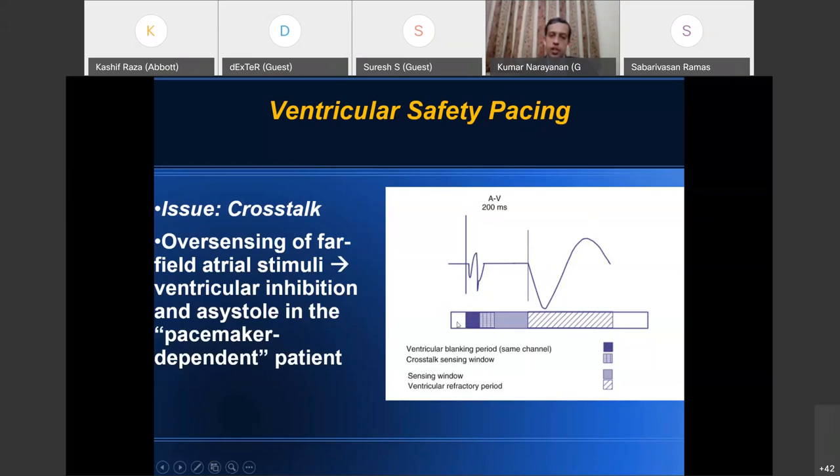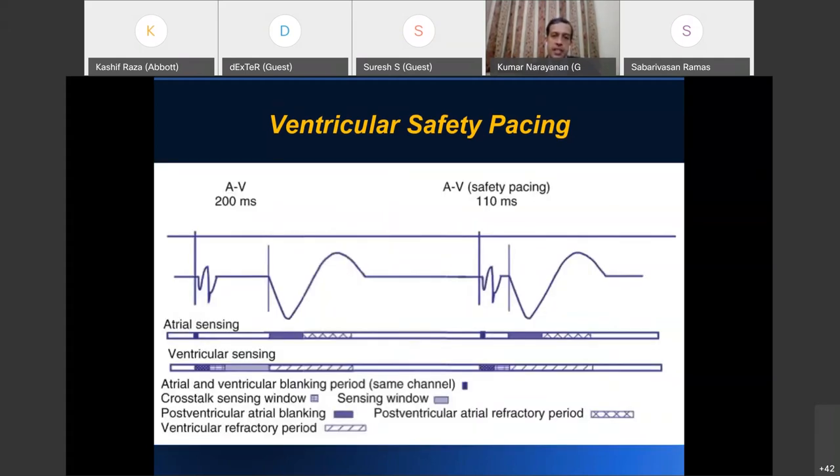So this graph here shows all the periods in the ventricular channel, not in the atrial channel. Immediately after the atrial pacing, if you recall, you have a post-atrial ventricular blanking. Then immediately following that, there is a very short period known as the crosstalk sensing window. During this period, the ventricular channel sensing is open. And if it senses something in this crosstalk sensing window, it does something very peculiar. What does it do? It immediately delivers a ventricular spike at an extremely short AV delay. Now, why is this funny response there?